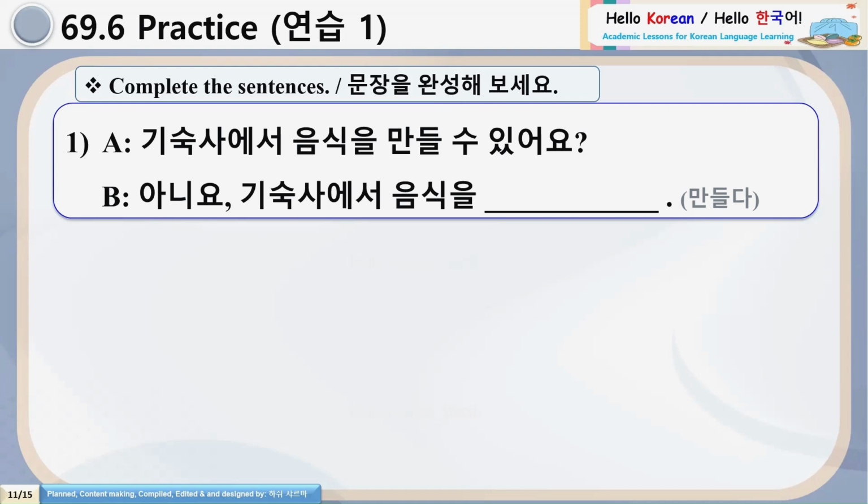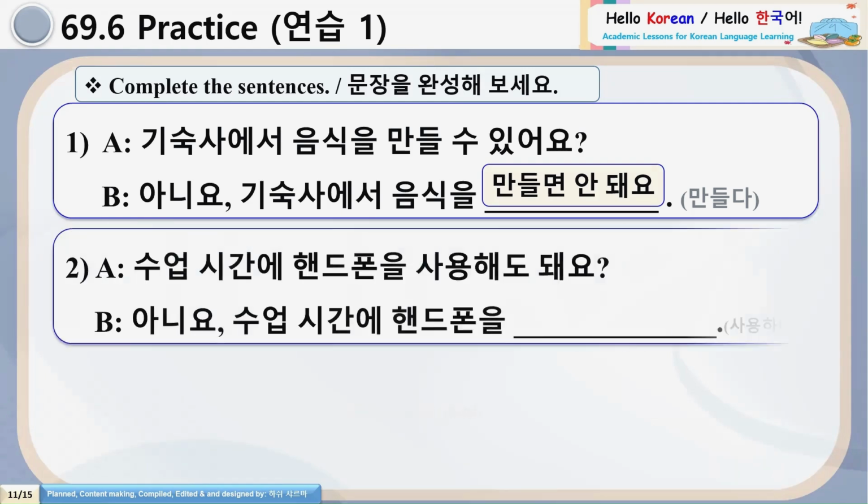See number one here. A. 기숙사에서 음식을 만들 수 있어요? 기숙사 is dormitory. Can I prepare food in the dormitory? B replied, 아니요. 기숙사에서 음식을 use 만들다 here. 라 받침. Be alert here. Irregular conjugation will happen. 네, 잘했어요 여러분. 감사합니다. 만들면 안 돼요. Perfect입니다. 감사합니다.